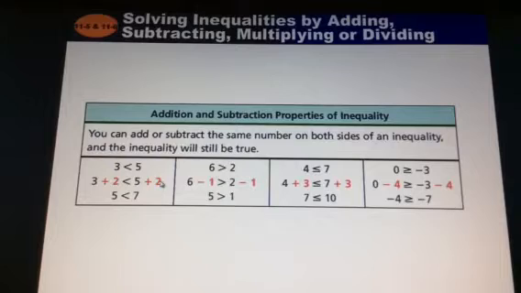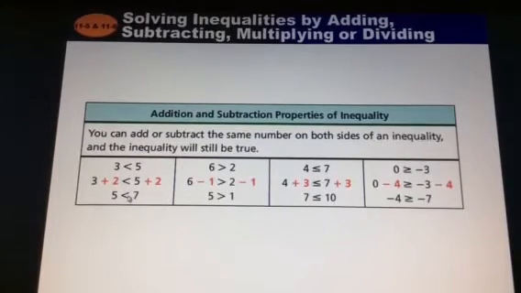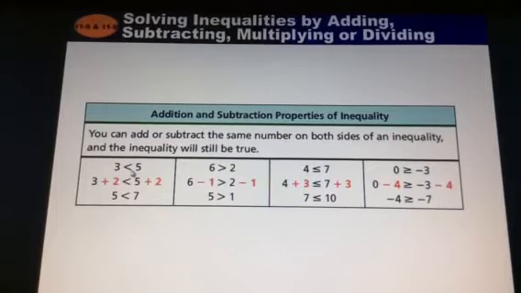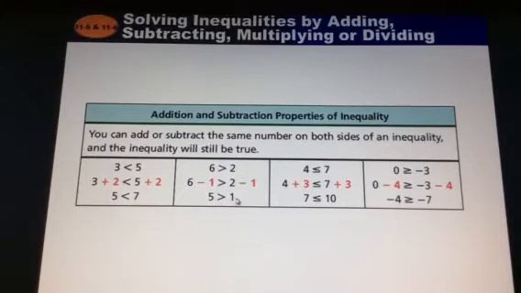And if I add 2 to both sides, I will get a true statement, an equivalent one, that 5 is less than 7. It's less than 7 by 2, just like 3 is less than 5 by 2. For here, if I subtract 1 from both sides, I end up with 5 is greater than 1, which is proportional to 6 is greater than 2 by 4. Same thing if I add 3 to both sides, if it's less than or equal to, and same thing when I subtract 4.